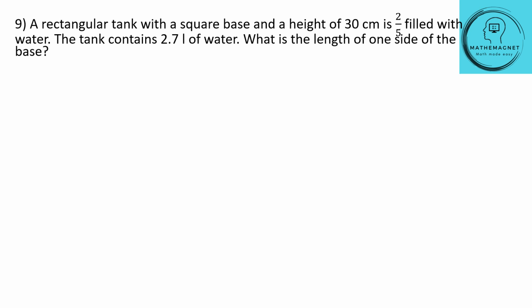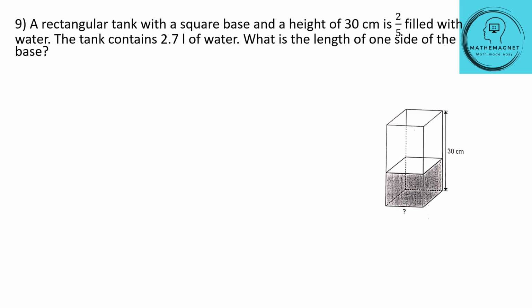The next question, question number 9. A rectangular tank with a square base and a height of 30 centimeters, 2 by 5 filled with water. The tank contains 2.7 liters of water. What is the length of one side of the base? Now this is a rectangular tank and this tank is 2/5 filled with water and that quantity is equal to 2.7 liters of water.